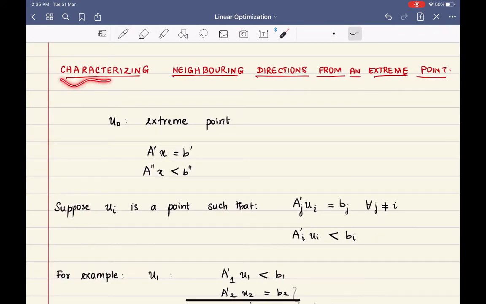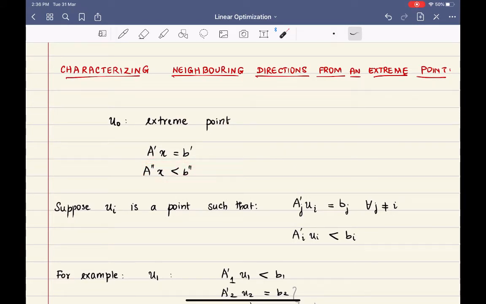We want to characterize this notion of neighboring directions from an extreme point. So from an extreme point, what are the directions to its neighboring extreme points? Okay, so let's take u0 to be an extreme point, and it's defined by A prime x equal to b prime. There are n hyperplanes here, and A double prime x strictly less than b double prime.